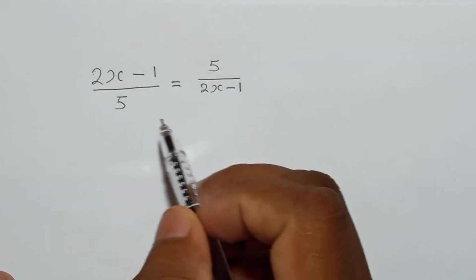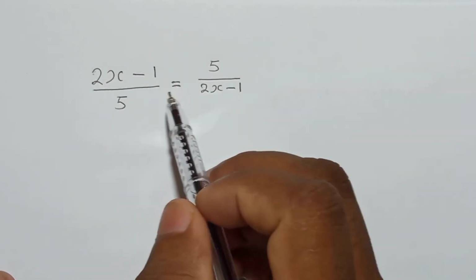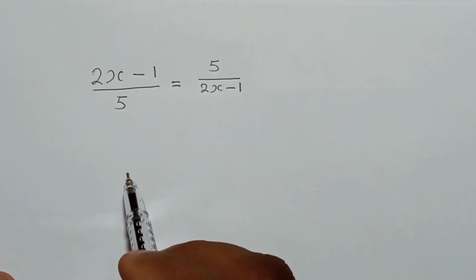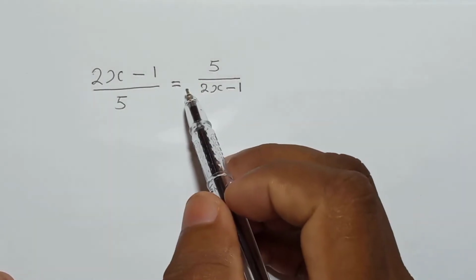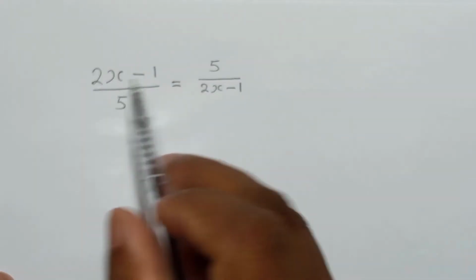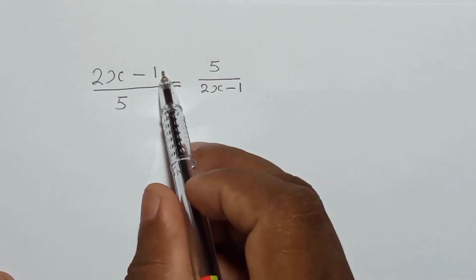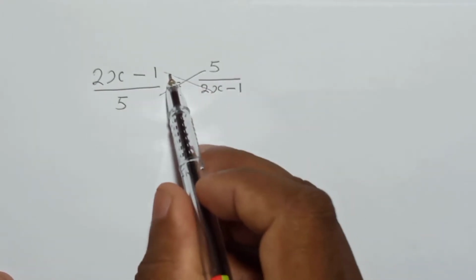Okay, how to solve this? We can solve this very easily using cross multiplication, right? Normally you have to keep in mind, if you have two fractions with an equal sign between them, we can apply cross multiplication, like this way.